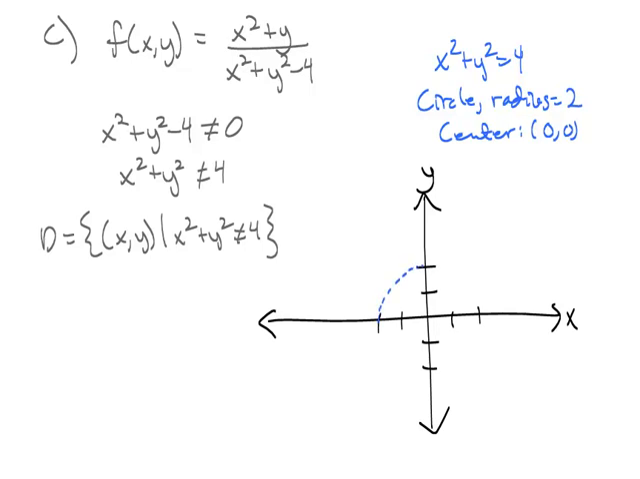So again, a dotted or dashed line, or dashed circle in this case, would indicate that. And this is how I would represent graphically the domain of this function. Take any ordered pair you want, as long as you don't pick an ordered pair on that circle. All right, next thing we want to look at then are the graphs of two variable functions.